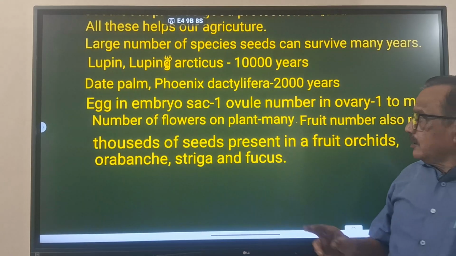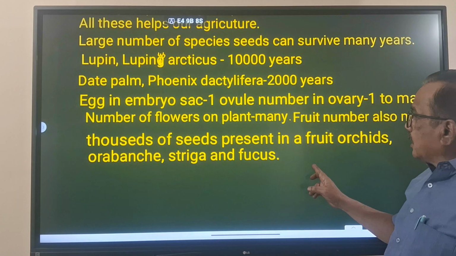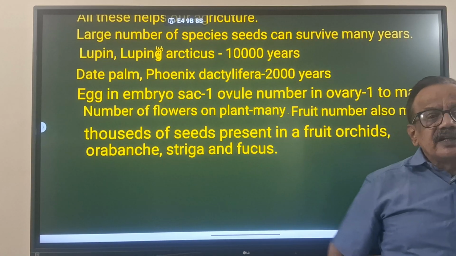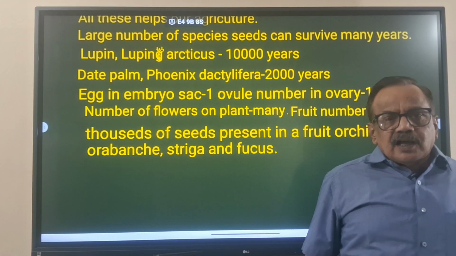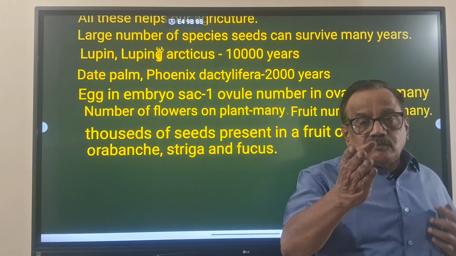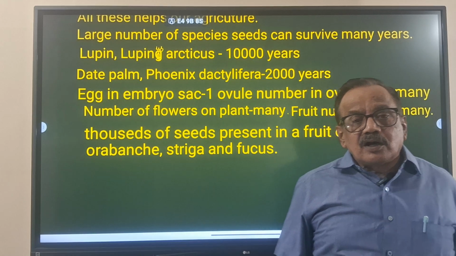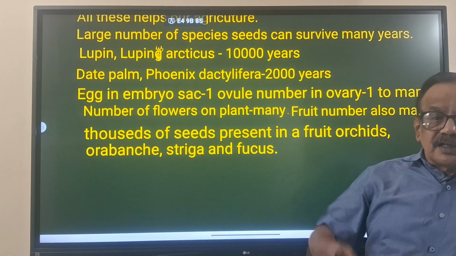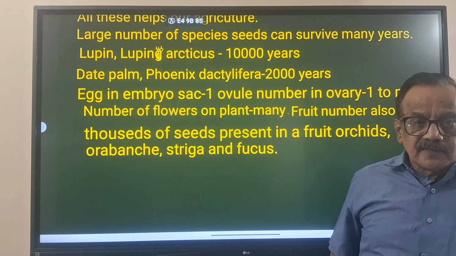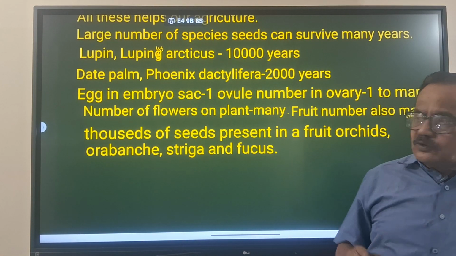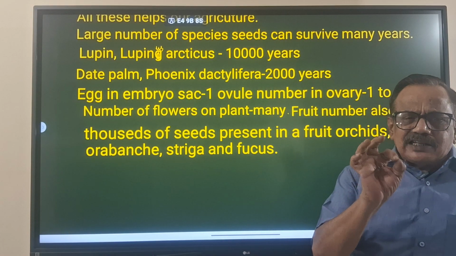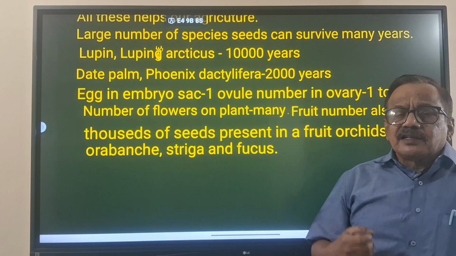Here he has given 3 examples. They are the orchids. Where did the orchids come? Once more, it came in the first year. Orchids are non-endospermic seeds in the monocots. All monocots have endospermic seeds except orchids. Orchids are epiphytic, but that epiphyte is not mentioned, so it is not necessary for you. Orchids have very tiny, very small seeds. Thousands of seeds are present in each fruit.